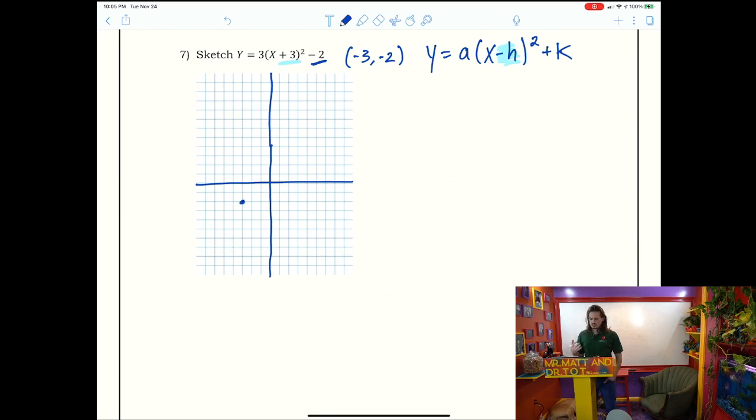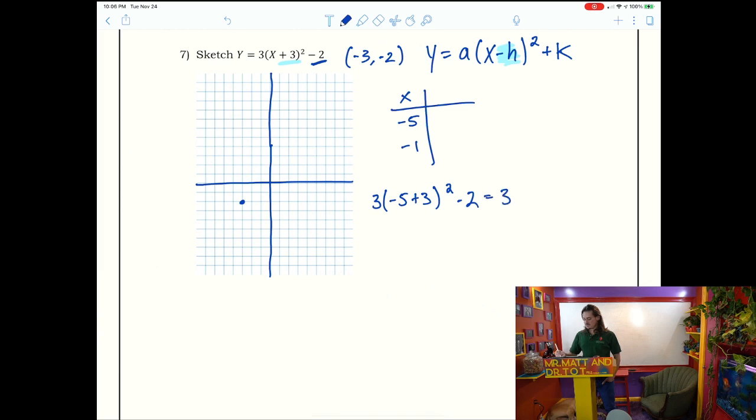So now I'm just going to go a little bit to the right, a little bit to the left, and test some values. So I'm going to test x is equal to, let's say, -5 and -1. Testing -5, we're going to get 3 times -5 plus 3, quantity squared, minus 2. That's going to be 3 times -2 squared minus 2. That's going to be 3 times 4 minus 2. -2 squared is a positive 4. 3 times 4 is 12. 12 minus 2 is 10.